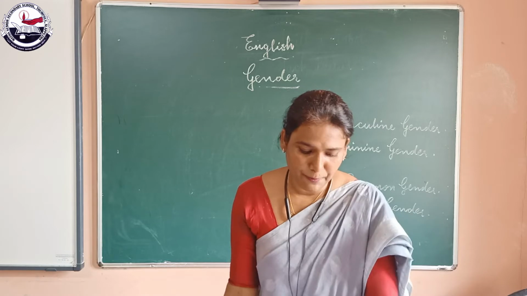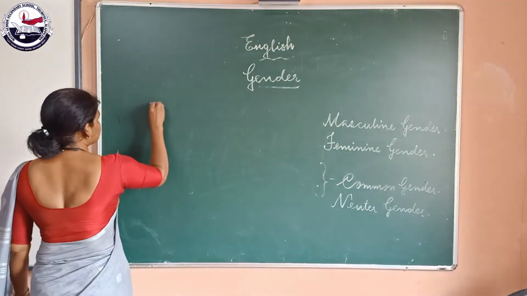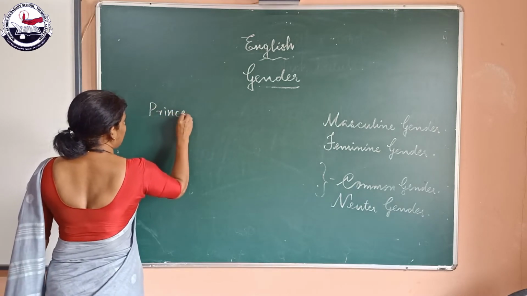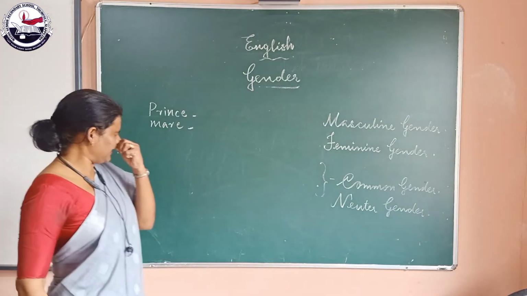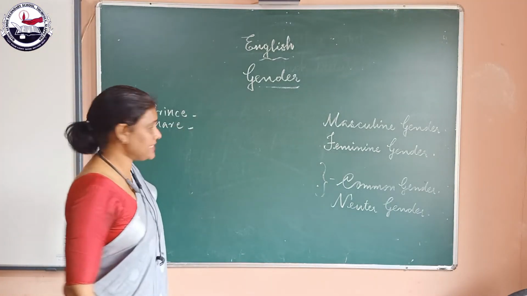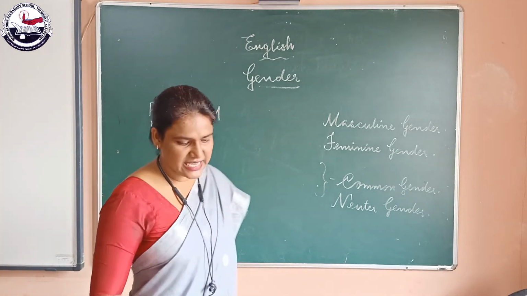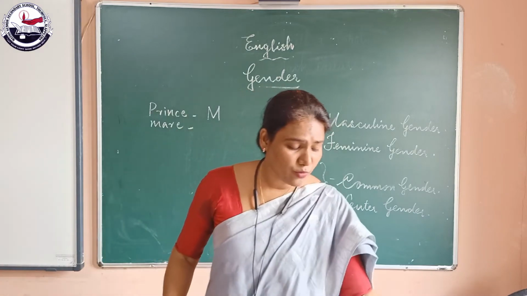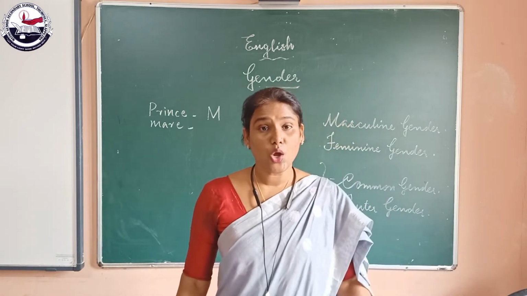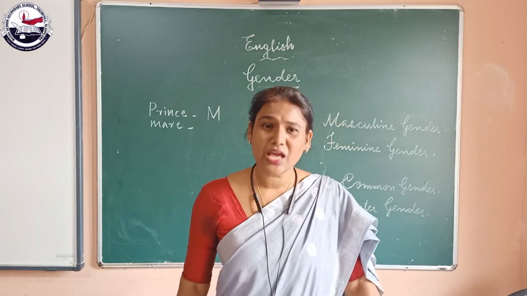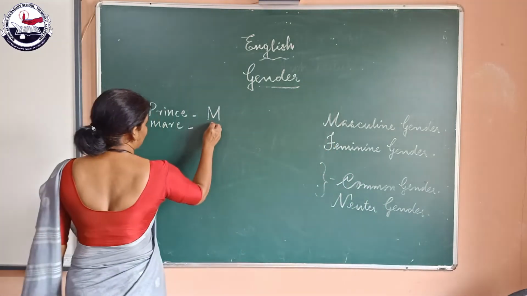Second question, the prince rode on a mare. Prince and mare. Prince, you know, denotes male, so we can say it is masculine gender. So write M there for prince, and mare. What does mare mean? It is a female horse. So it denotes female, so we can say it is feminine gender.